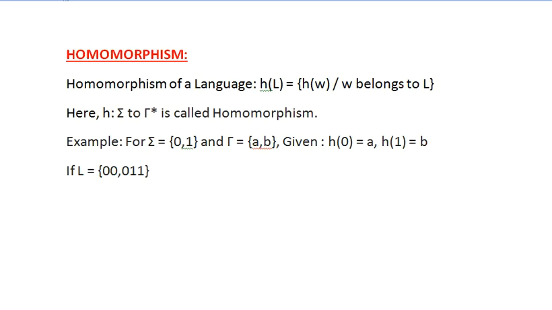We are into unit number 2 and we are learning about regular expression and regular language. So in the previous video we have started off with the closure properties of a regular language and we have understood a few of the properties.